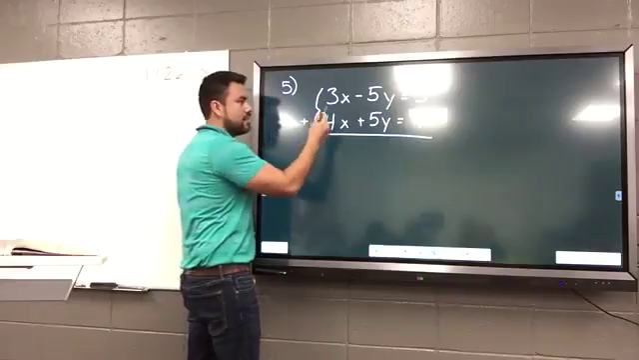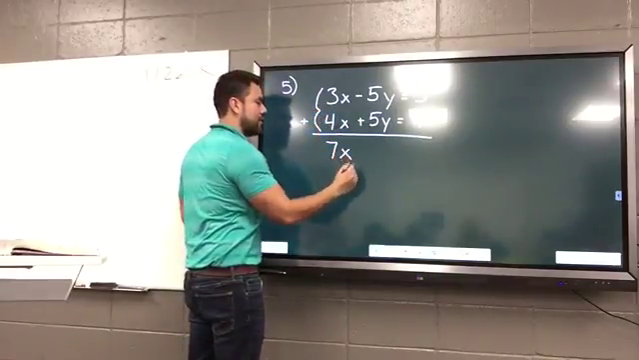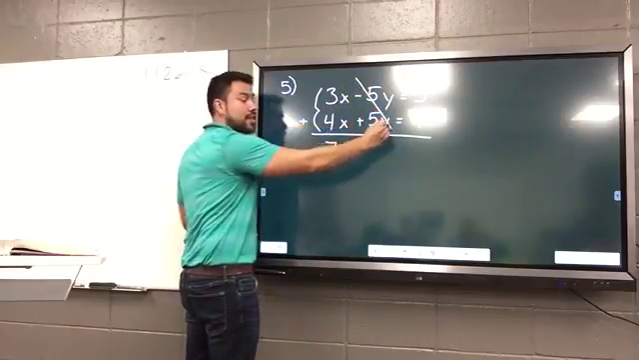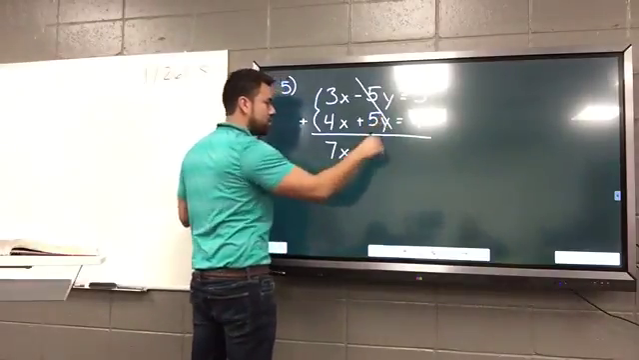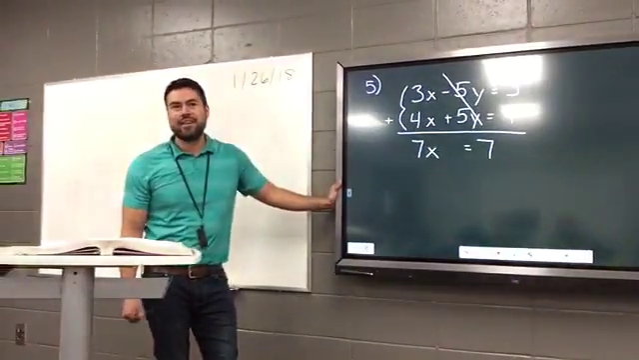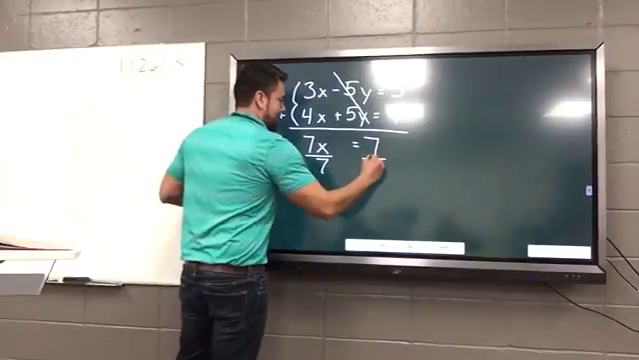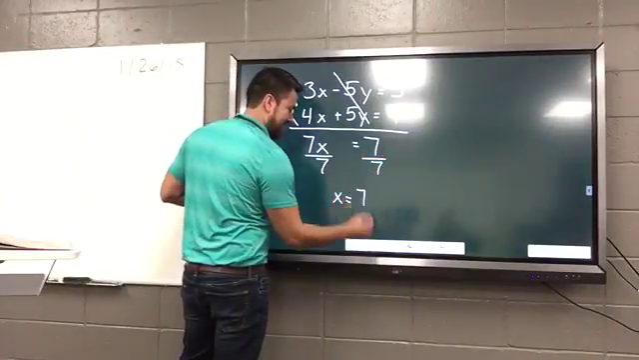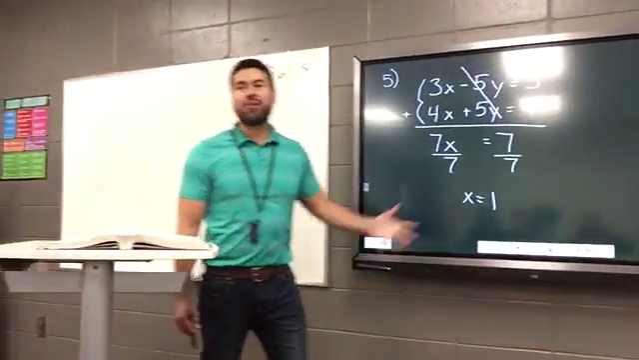Some people put the addition sign, so you're saying you're adding these two. This one works out similar to the last one. What's 3x plus 4x? 7x. What's negative 5y plus 5y? Eliminated. That's the elimination method. And then what's 3 plus 4? 7. What do you do to both sides to solve for x? x equals 1. Okay.